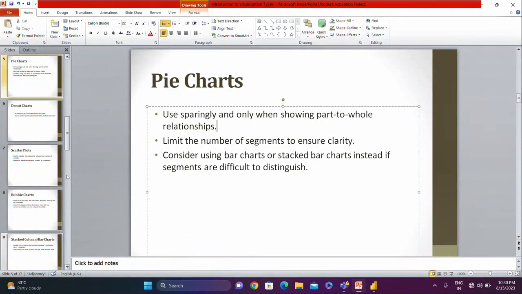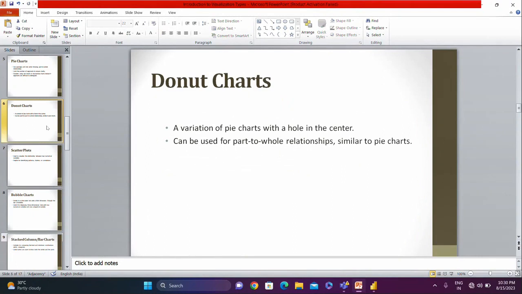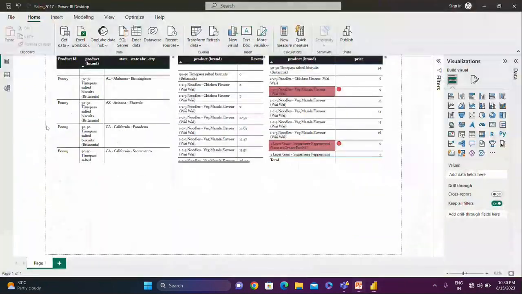Okay, so now let's move to the next chart, that is donut chart. Donut chart is similar to pie chart, but this is a variation of pie chart. The only variation that I can talk about is there is a hole in between in case of donut chart. It can be used for part to whole relationship, which is similar to the pie chart. So here after pie chart, you can see that there is a donut chart, and here also the data is being separated with white and blue color shade, right? But there is a hole in between, and that is the reason this is known as donut chart.